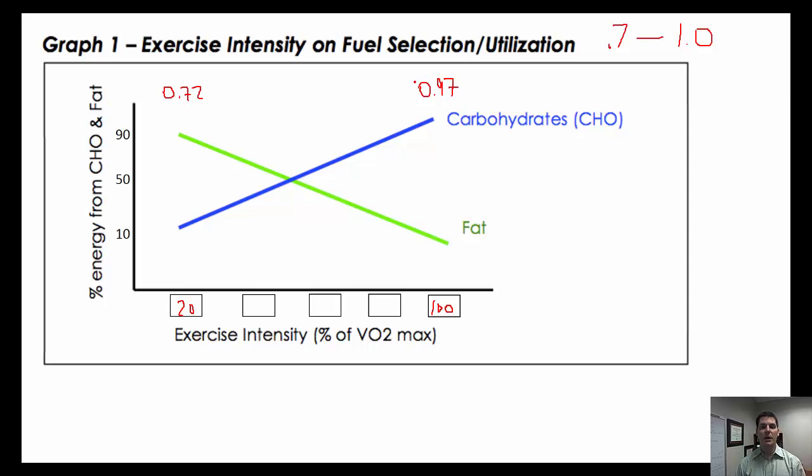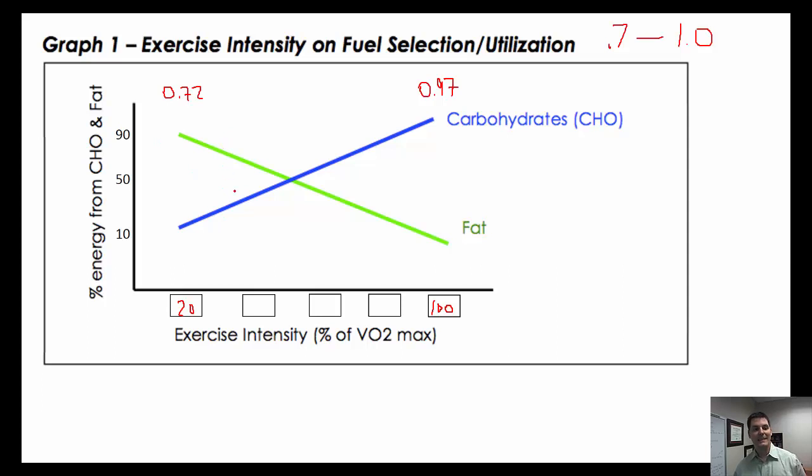Again, these don't have to be perfect, but I do expect you to at least give me a reasonable value, something that's close. In the first scenario, mostly fats, so give me a number close to 0.7. At the end, mostly carbs, almost all, so give me a number close to 1. And so this graph not only tells us what's going on at the beginning and the end of exercise, but we can also get an idea of a pattern that emerges as we progress at different exercise intensities.